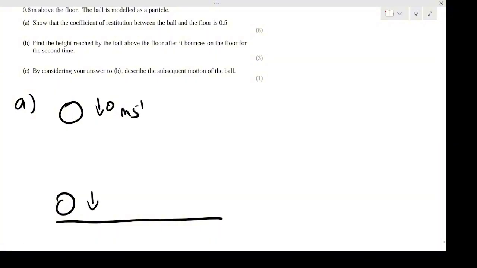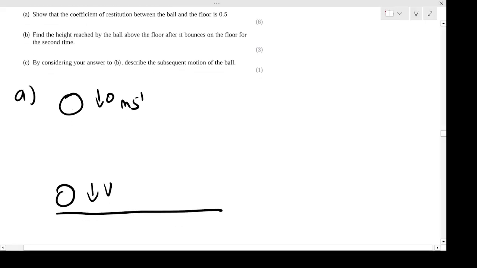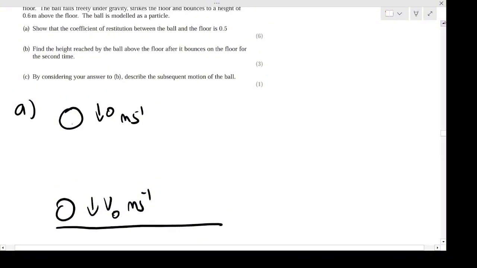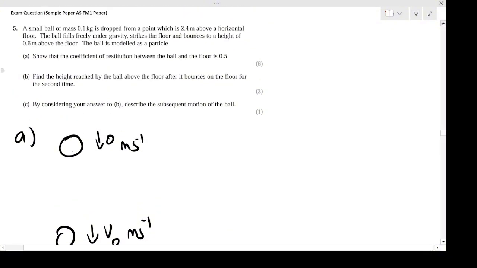And then obviously it's going to hit with a speed of v. I'm going to call that V0. And there we are. What else am I told? I'm also told the distance is 2.4 here.